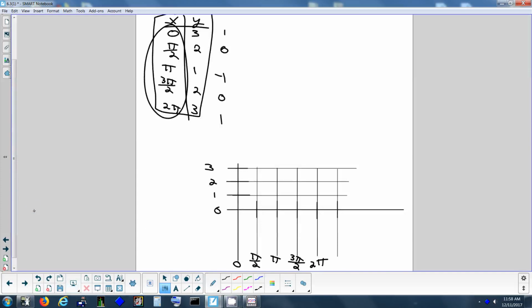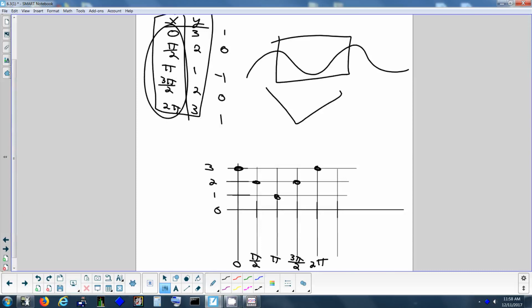Okay. Let's graph our points. 0, 3. Pi over 2, 2. Pi, 1. 3 pi over 2, 2. 2 pi, 3. Now, should I draw that as a V? Should it look like this? No. It's that section right there. So it's kind of like a V shape, but it's curved. And it would continue on. So there's your cosine shifted up 3.